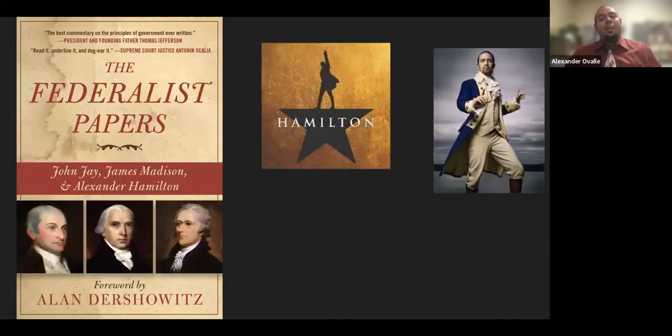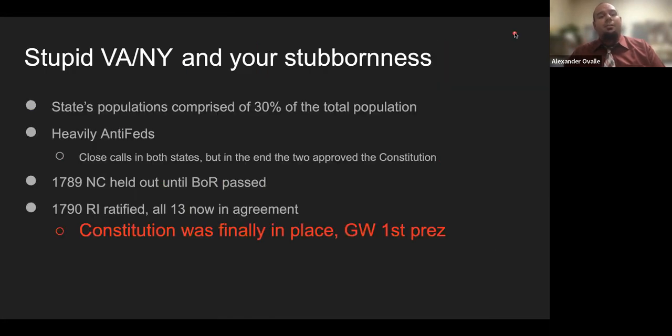So here you got some more pictures. Here is Lin-Manuel Miranda, aka Hamilton, his play, or the real Alexander Hamilton. I believe he's over here on the right. The Federalist Papers, John Jay, James Madison, Alexander Hamilton.